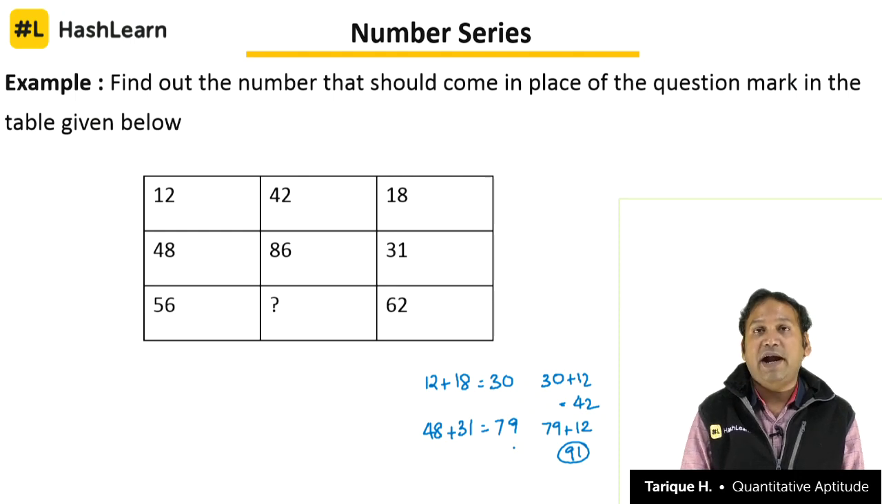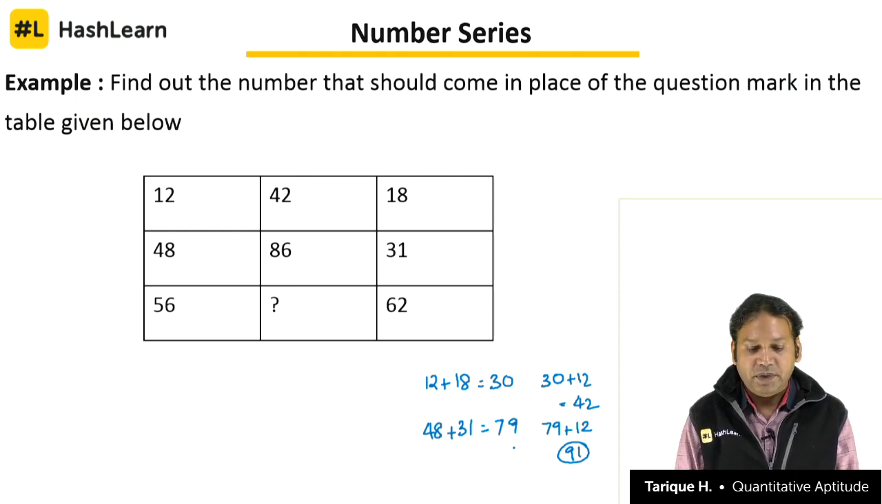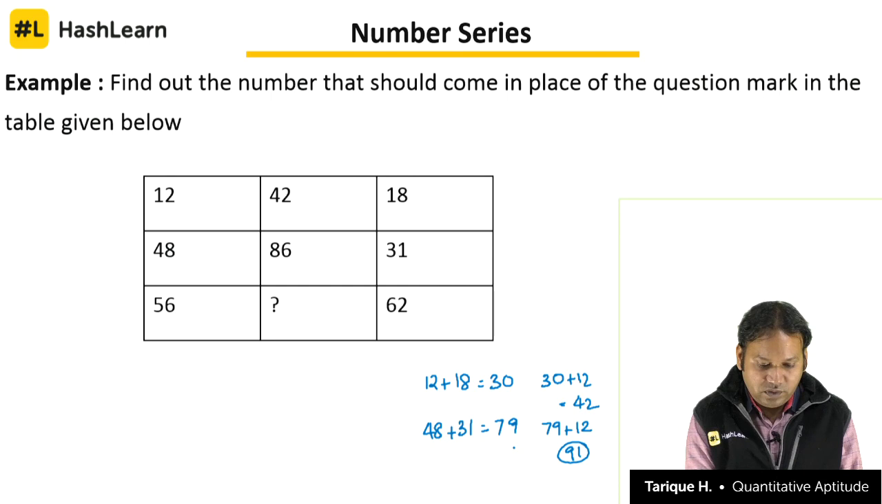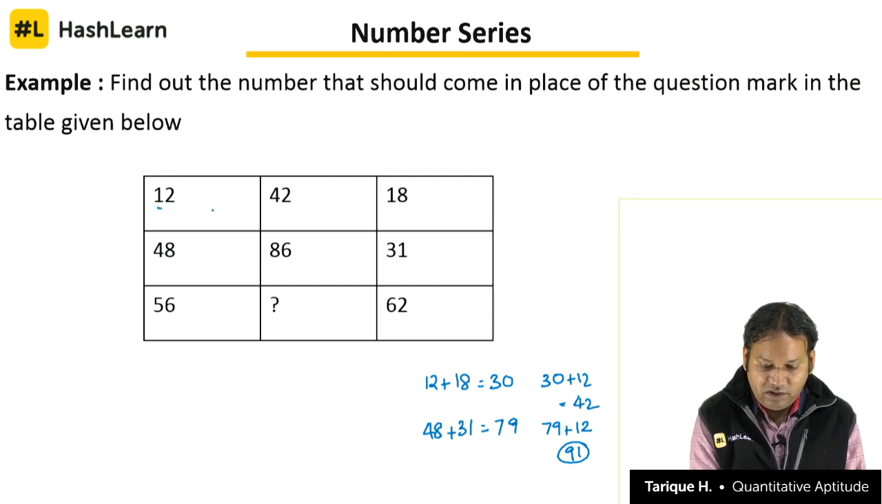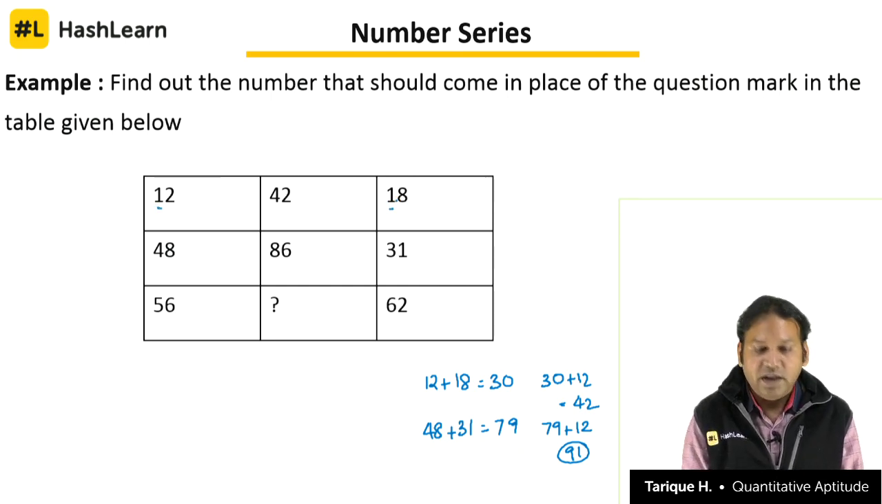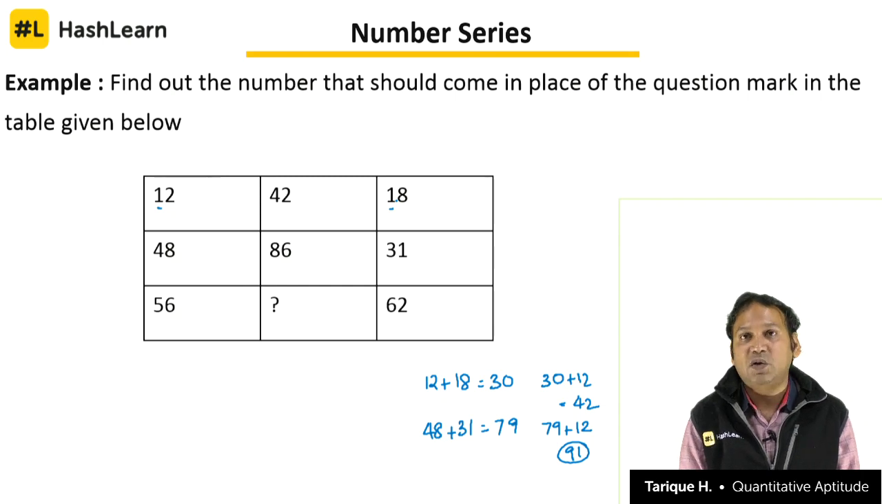So that logic of adding the first and last number and then getting the numbers by doing anything with 1 and 1 or 1 and 8, that is also not working here. What else could be a possibility? I am going to multiply 12 into 18 because 12 into 18 is equal to 120 plus 96, which is equal to 216.